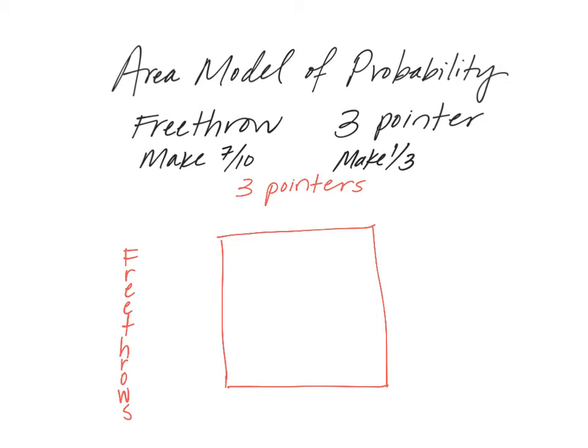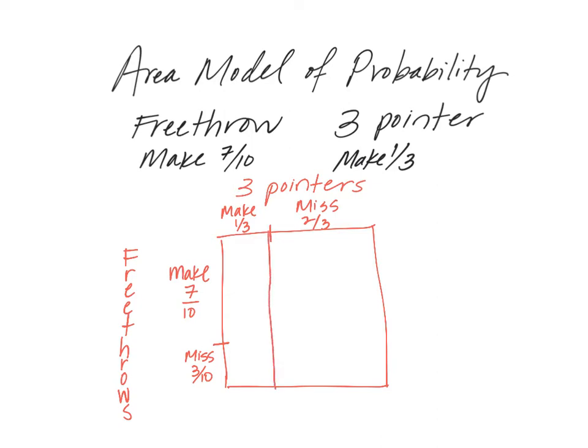So as far as free throws go, I'm going to go about 7/10 of the way. My chance of making it is 7 out of 10, which means that I have a 3 out of 10 chance of missing it. Now, as for my three-pointers, I only have about a 1/3 chance of making it. And that means I have a 2/3 chance of missing.